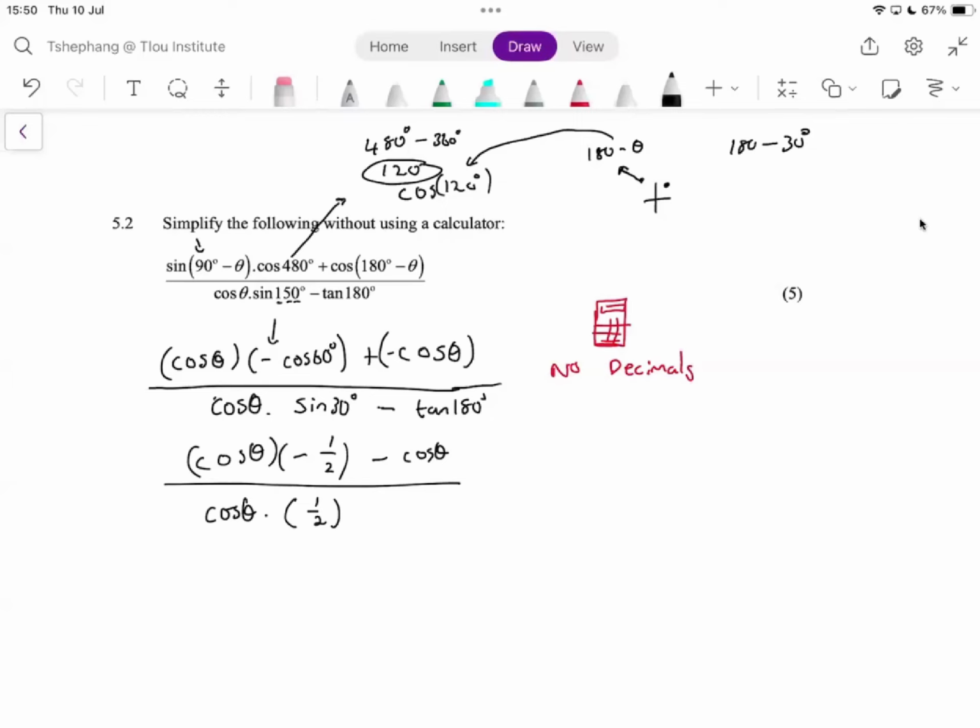Are we all together there? Then check what tan of 180 is. It must give you 0. Not theta, but 0.